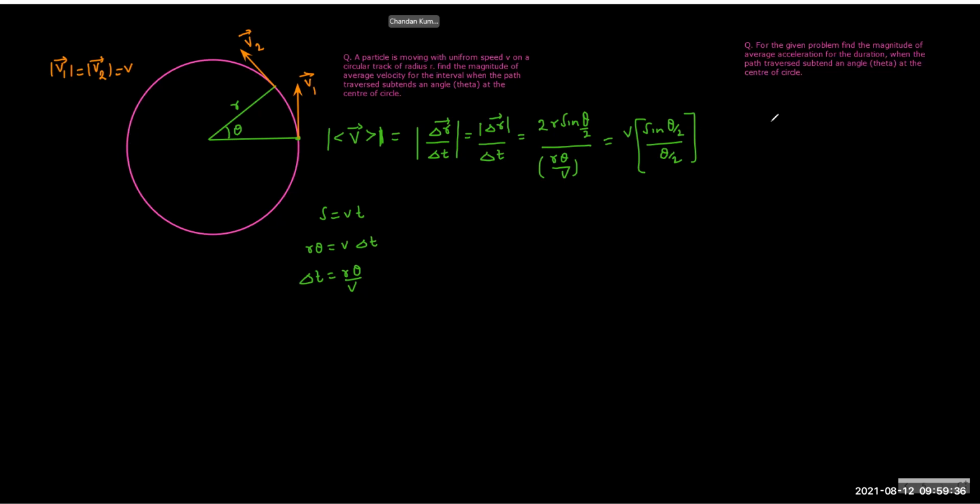So how do we find the acceleration? What is the definition of average acceleration? Sir, it's velocity final minus velocity initial divided by delta t. So I hope you can now find further from here the mod of v2 minus v1.